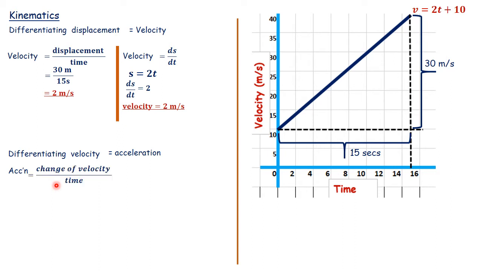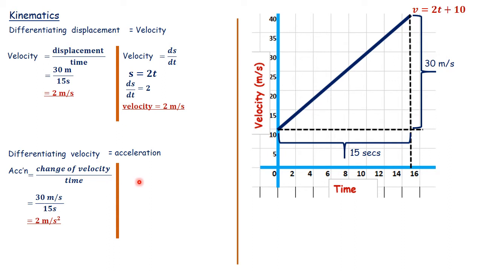First of all, we know that acceleration is the rate of change of velocity with time, and therefore it is 30 meters per second over 15 seconds. The 30 is because the velocity changed from 10 to 40. So the change is final velocity minus initial velocity. So it was 40 minus 10, which gives us 30, and then 30 divided by 15, you get 2 meters per second squared.